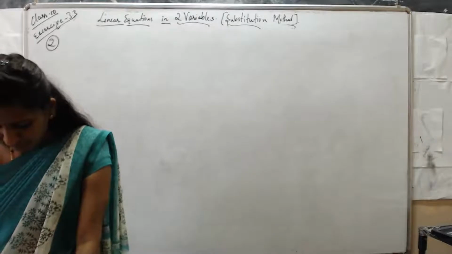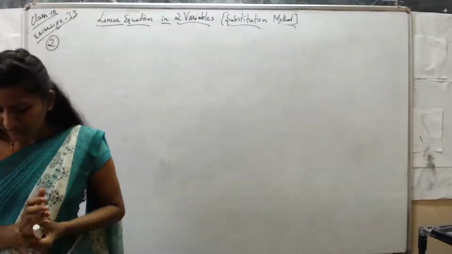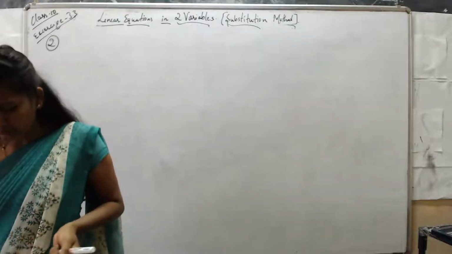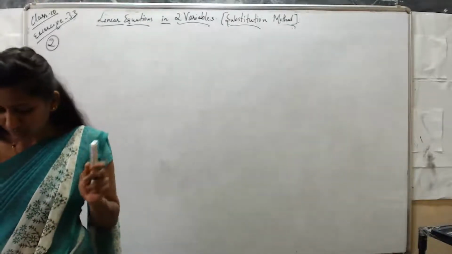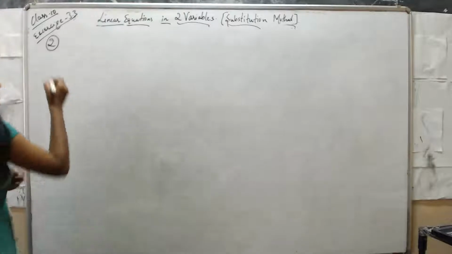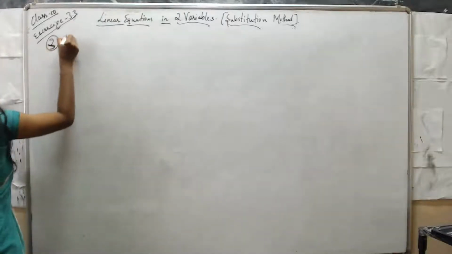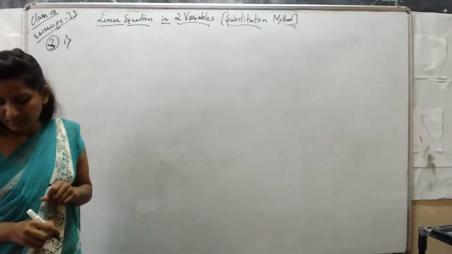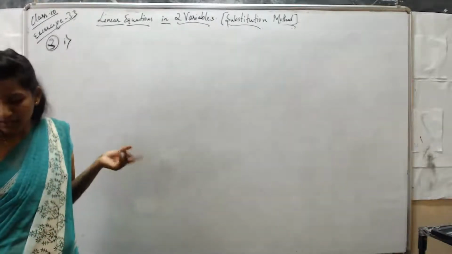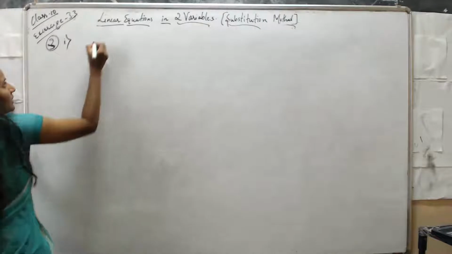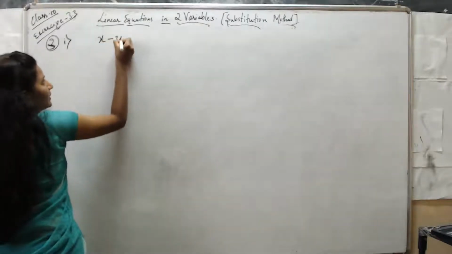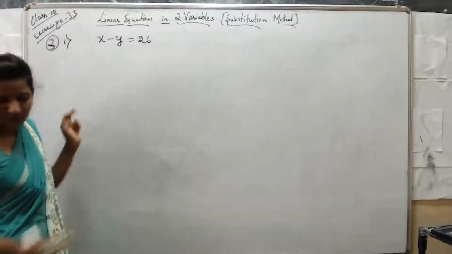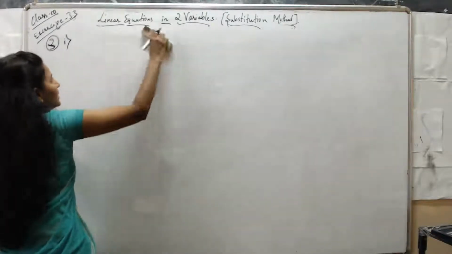Okay. Next, the difference between two numbers is 26 and one number is 3 times the other. Third question, first one. What is the first equation here? The difference between two numbers is 26. First you have to take the two numbers which are there.